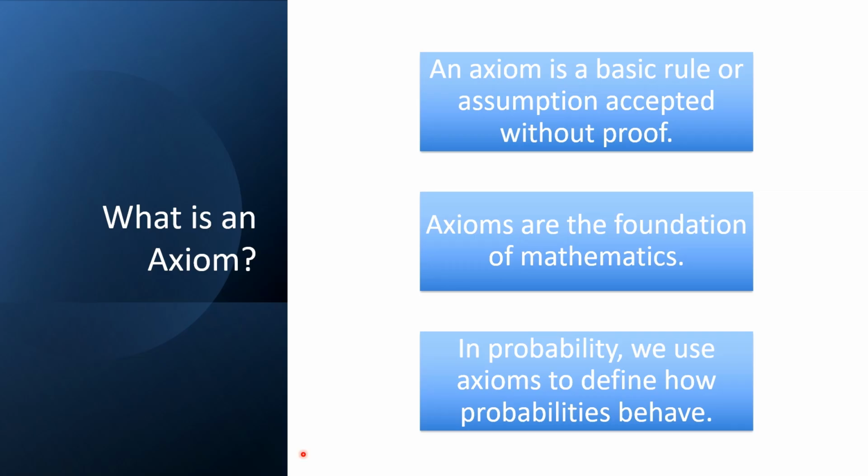First of all, what is an axiom? An axiom is a basic rule or assumption accepted without proof. Axioms are the foundation of mathematics. They're used all over. It's an assumption that defines things. In probability, we use axioms to define how probabilities behave.